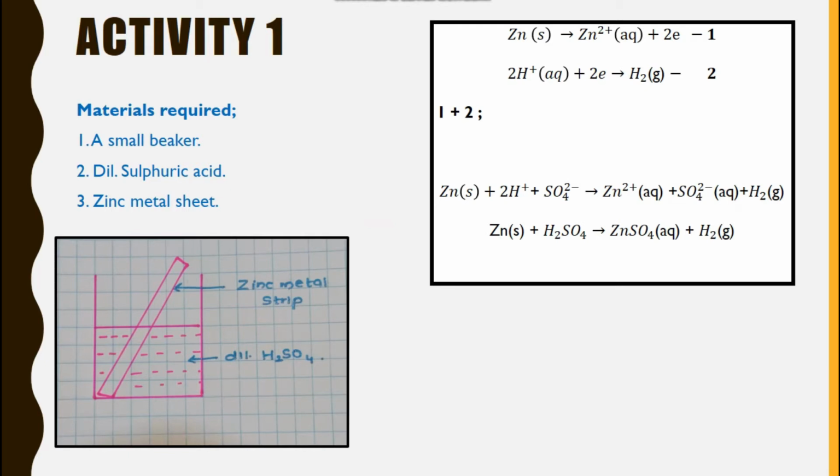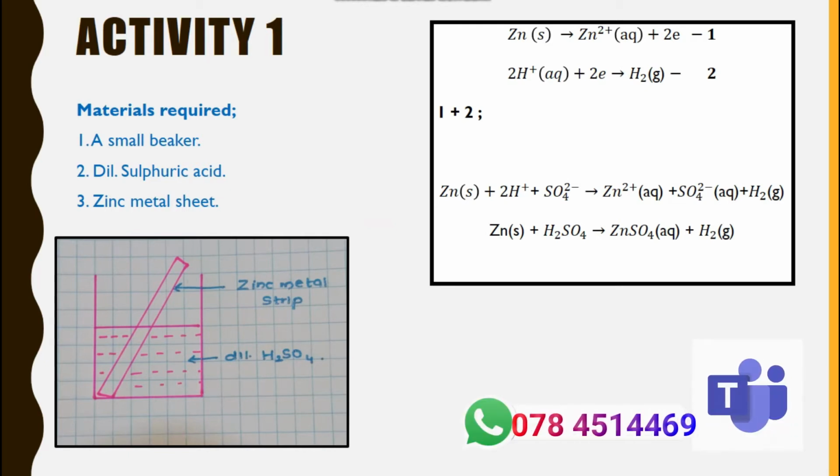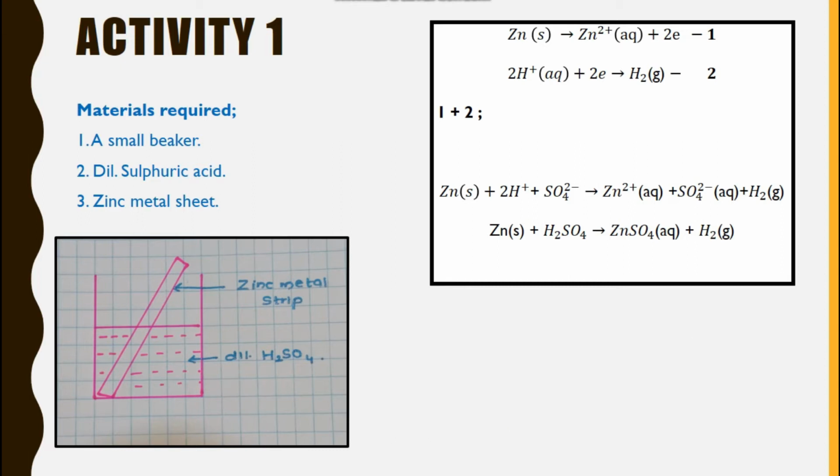Activity 1. We have an activity to do: how to make these electrochemical cells. Now I am going to take a small beaker. You can see I have taken a beaker. I have put a zinc metal strip inside this beaker, and into this beaker I have added dilute sulfuric acid. What happens when I add this dilute sulfuric acid? This dilute sulfuric acid gets ionized as H+ ions and SO4 2- ions in the solution.